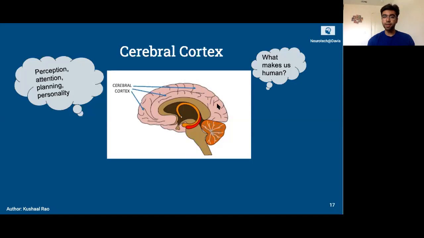That's just a layer of neurons packed together, and there are a lot of networks in that layer. It's responsible for giving rise to perception, attention, planning, and even our identity and personality. That's where the human element of the brain resides, arguably.